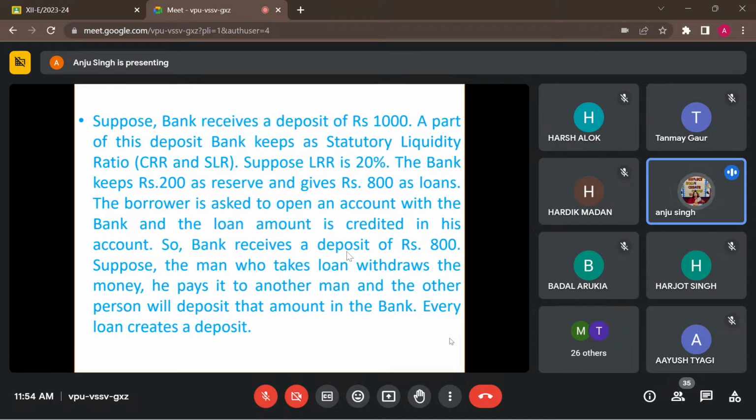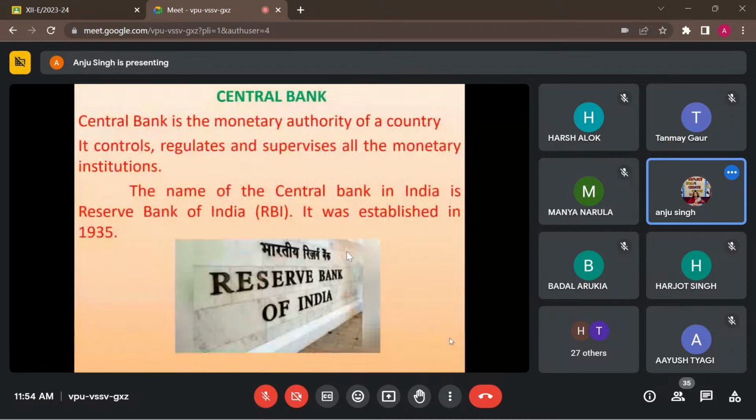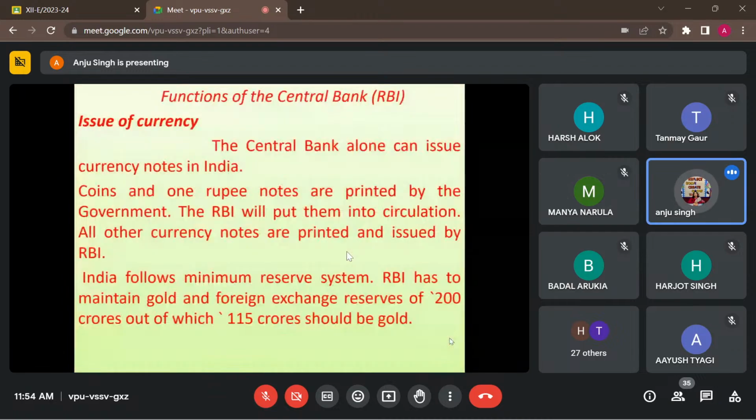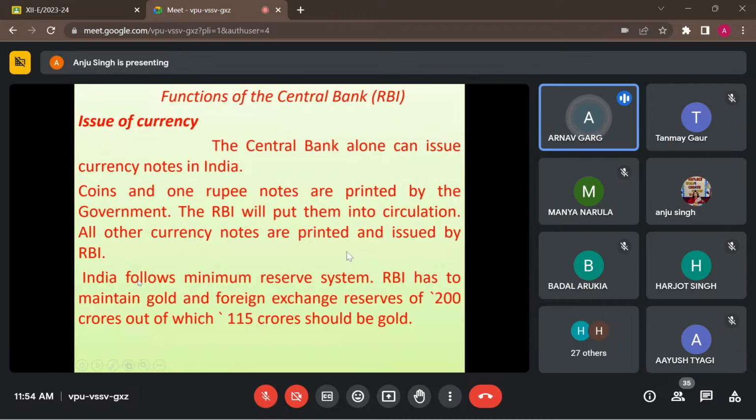Especially to you, Manya. Is it clear? Yes, ma'am. Okay. Now we proceed here. Central Bank and functions of Central Bank. This is issue of currency we have discussed. And if you see the lower part of this, Arnav, can you read the second para of this? Yes, ma'am.